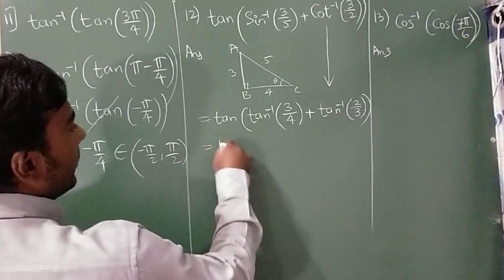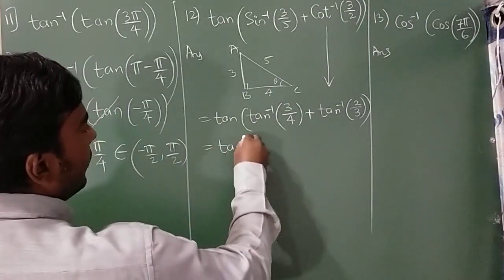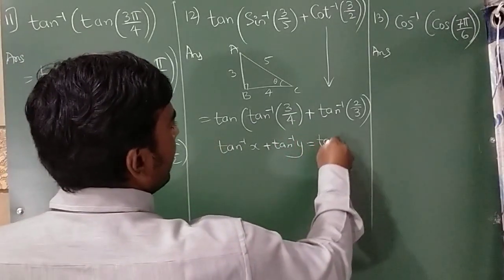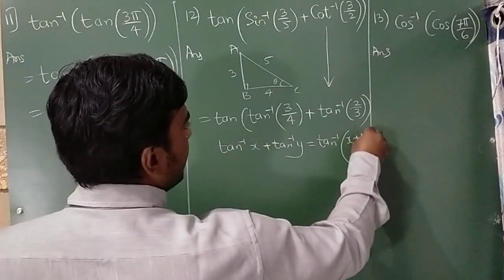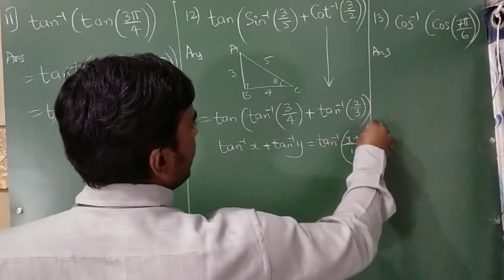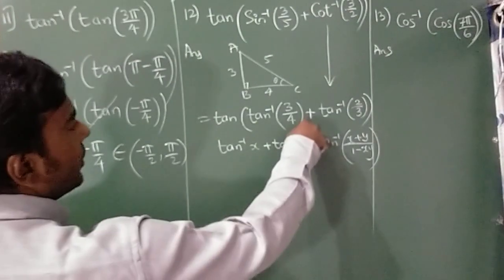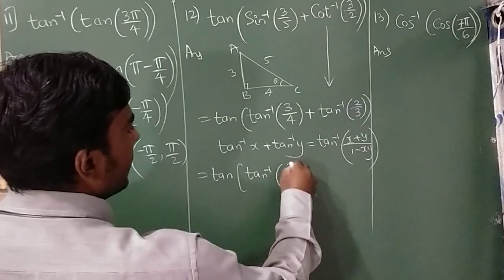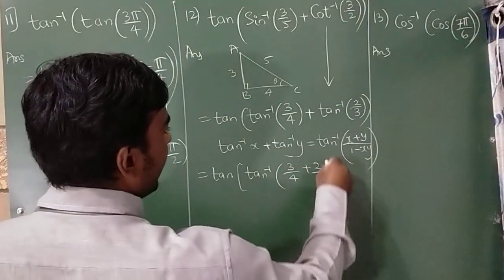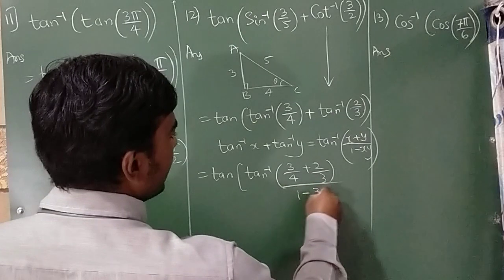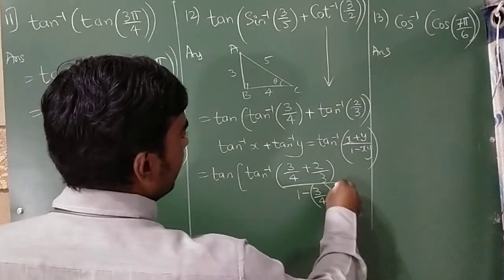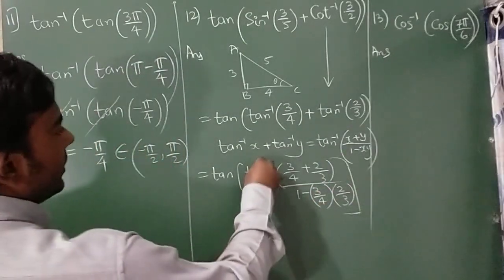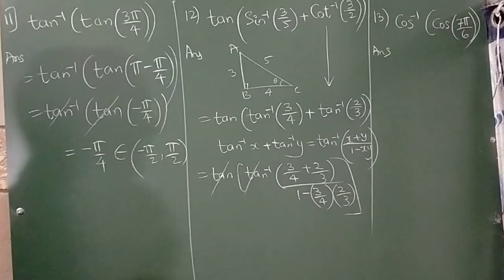Fine. Now there is a formula for tan inverse of x plus tan inverse of y. The formula is tan inverse of x plus y divided by 1 minus xy. This is the formula. So I am going to apply here. Tan inverse of 3 by 4 plus 2 by 3 divided by 1 minus 3 by 4 and 2 by 3. Okay. Now this tan inverse and tan get cancelled.